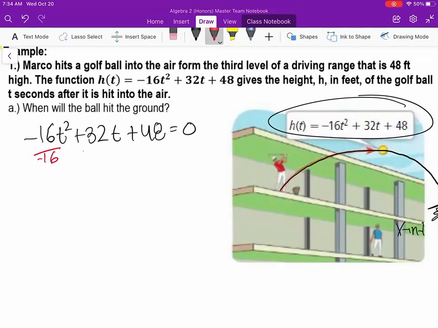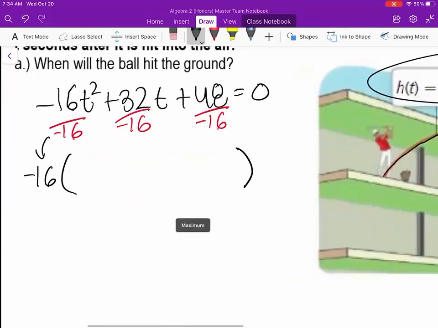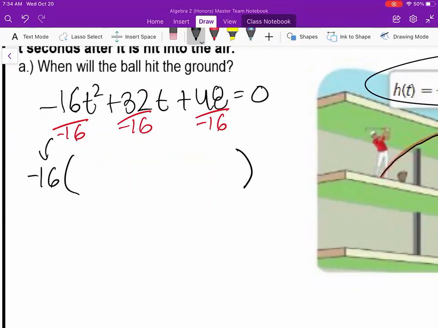And I'm going to take the greatest common factor out. And I'm also going to divide it by a negative because I want to get rid of that negative in front. So once I take the greatest common factor out, remember that negative 16 is still there. So we're going to put it outside. All right. Well, if I divide everything by negative 16, negative 16 divided by negative 16 equals 1. So that's going to be 1t squared. 32 divided by negative 16 equals negative 2t. And 48 divided by negative 16 is equal to negative 3. All right. And that is still equal to 0.